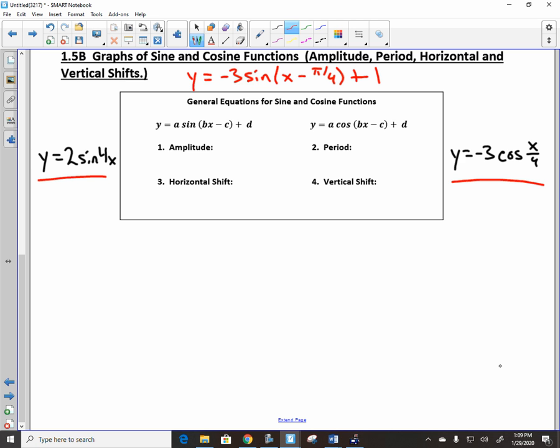When we have functions that look like this, where you don't just have two things happening, such as amplitude and period, but you have four things happening, this is how we identify what to do. The amplitude is still the absolute value of A. The period is 2 pi divided by B.